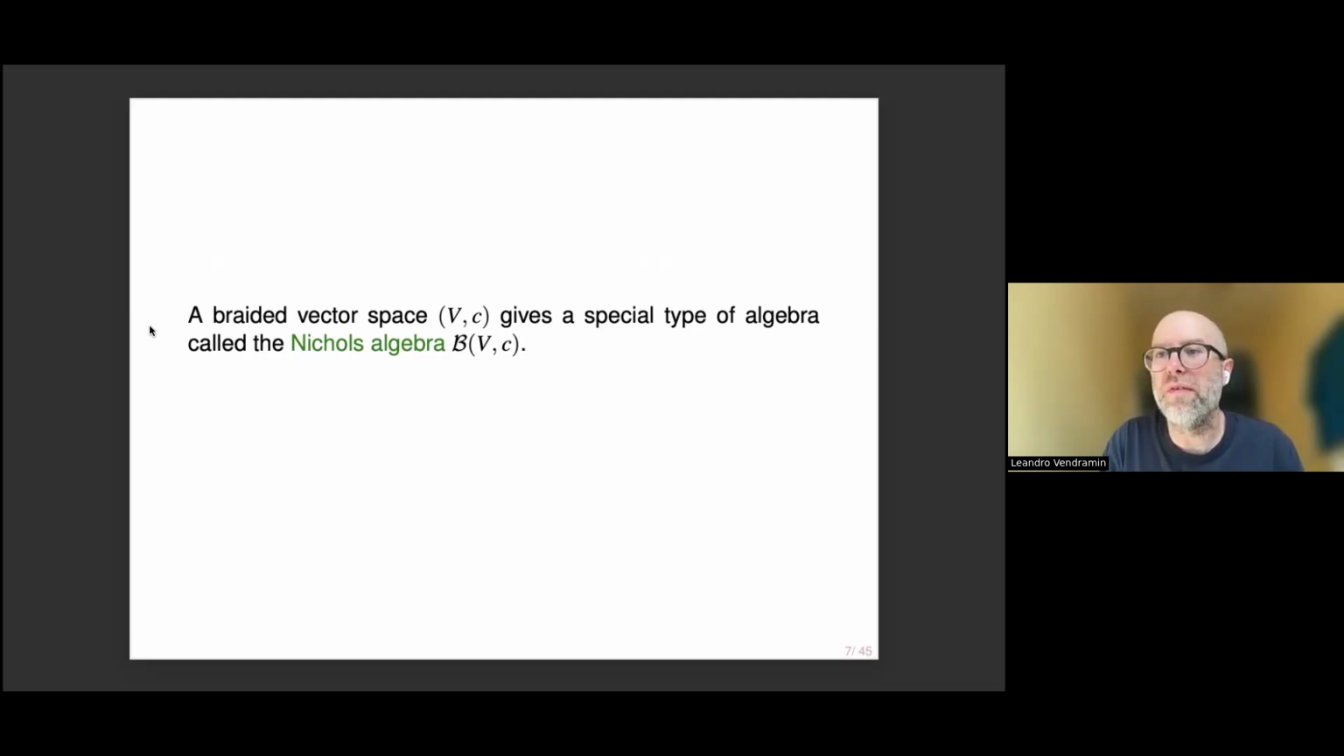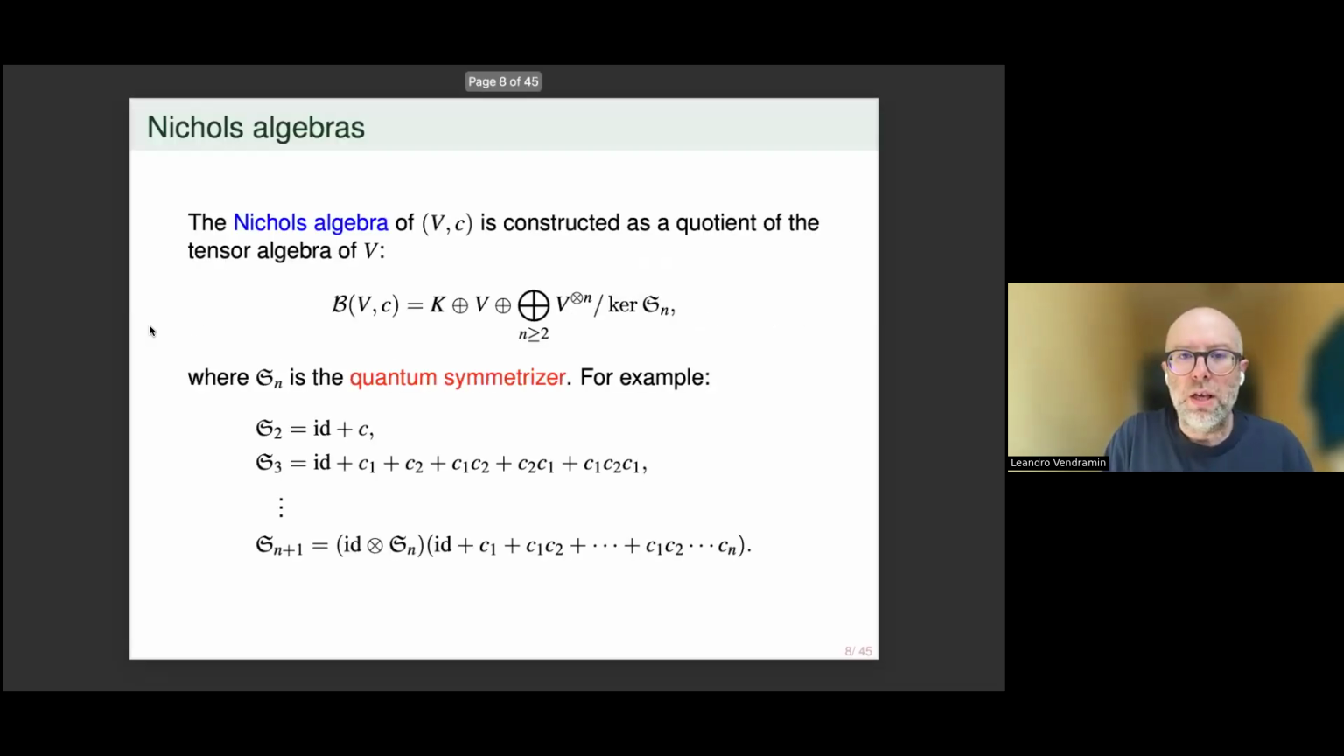I will just give you the definition of this object as an algebra. So what is this? Well, it's some crazy quotient of the tensor algebra. It will be a graded algebra by non-negative integers. In degree 0, you will have the base field. In degree 1, you will have the braided vector space V. And then you will have V tensor V with some relations in degree 2, V tensor V tensor V with some relations in degree 3, and so on. And these relations are computed as the kernel of some linear map, which is known as the quantum symmetrizer.